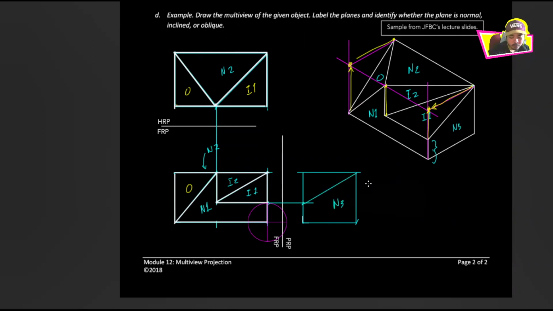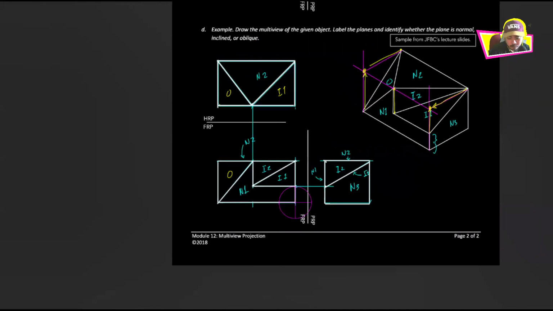No? Okay, so that was relatively easy. N3, tapos I2 to, tama? And this is N2 in its edge view. N1 is here as an edge view. Tapos itong edge view na to is I1. Tama? So, pwede nang diretso. Final answer na tayo. So, and just connect this one with this one. Okay.